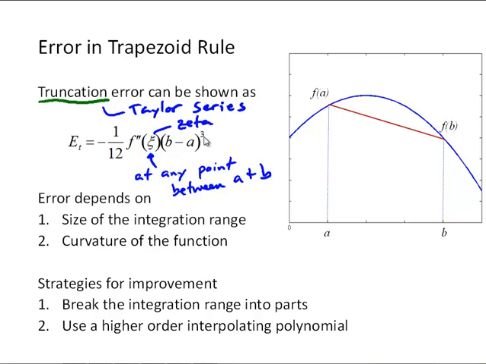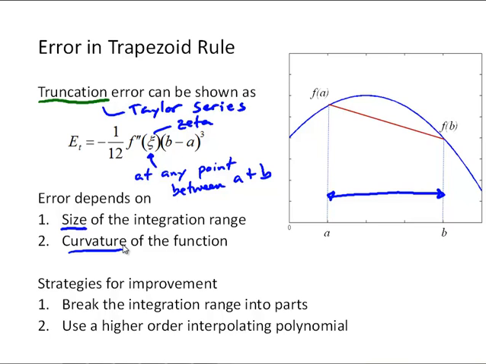And proportional to b minus a cubed. So we see two things here. Neither is very surprising. The error depends on the size of the integration range, so what is the size of the range, and the curvature of the function. So the more curvature the function has, the more it's going to deviate from the line that we're modeling the function with, or the underlying data, and that would increase the error.